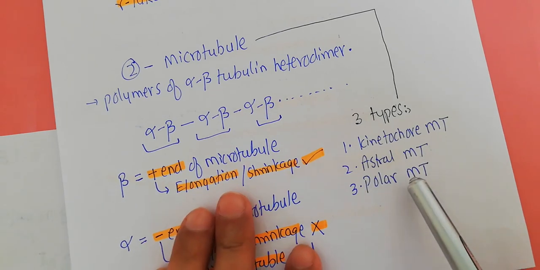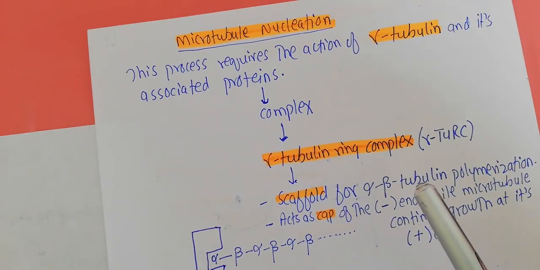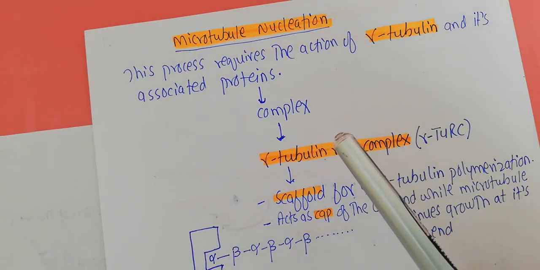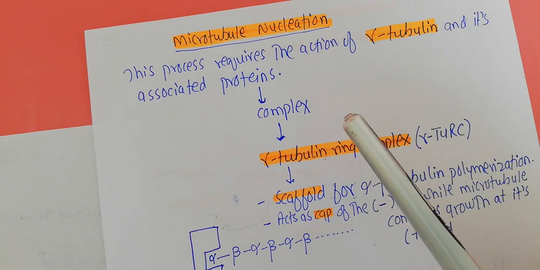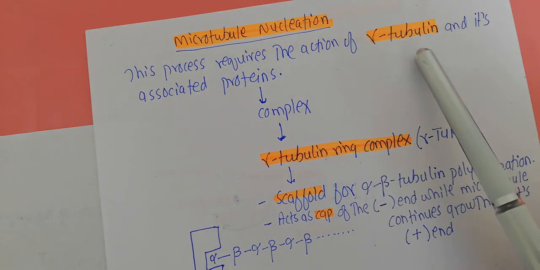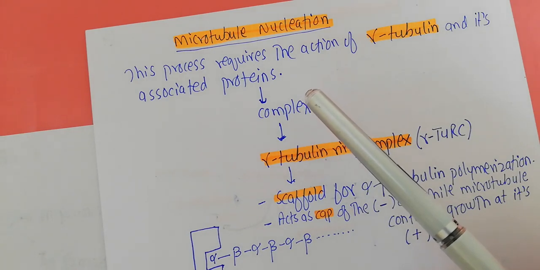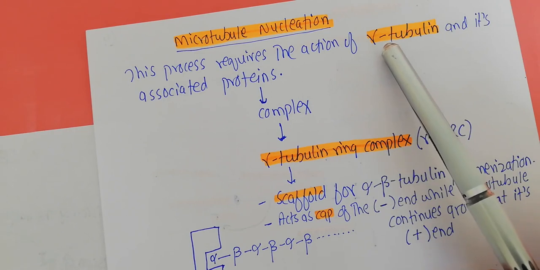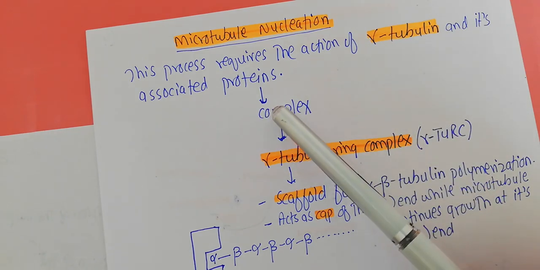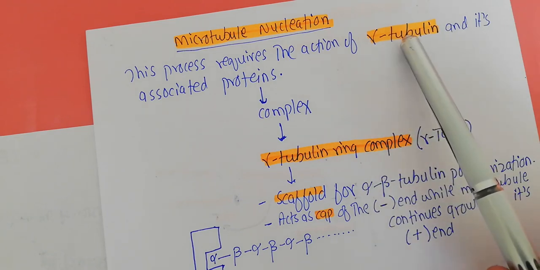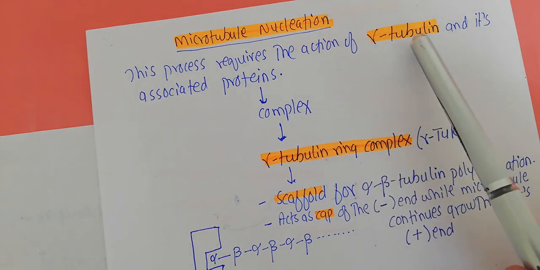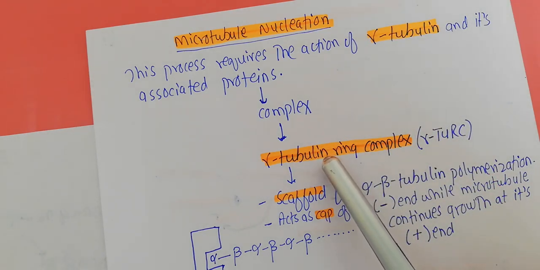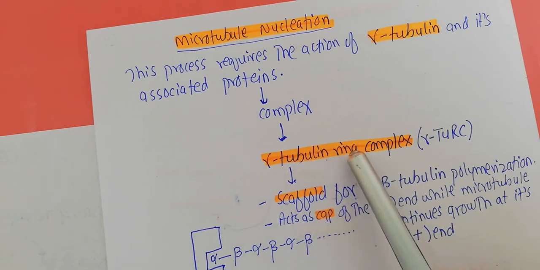Now, moving back to the microtubule nucleation process, how is that happening? The process requires the action of a third tubulin, called gamma tubulin, and its associated complexes. We are talking about the centrosome, because the centrosome is made up of two centrioles and the protein complex, where gamma tubulin is one of them. The gamma tubulin combines with its associated proteins to give you a protein structure known as the gamma tubulin ring complex.